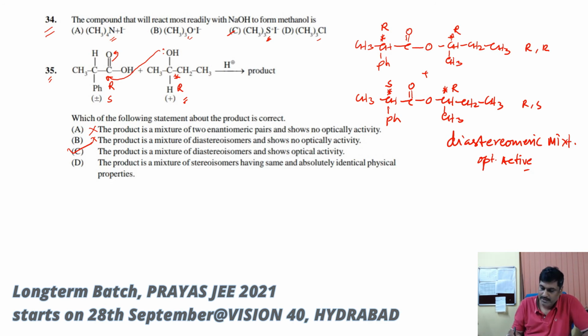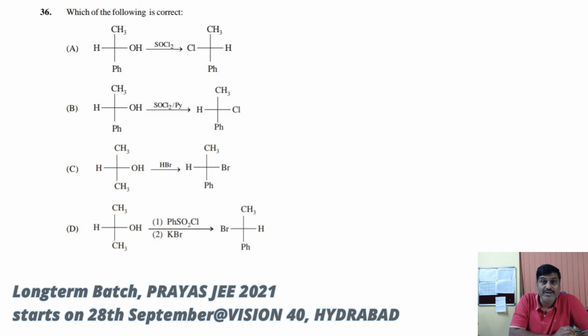What is the next question? Question number 36. Okay, what is the question? Which of the following is correct? So let's see option A. What is this reaction? Here the alcohol reacts with SOCl2. What is this reaction? This reaction is SNi.